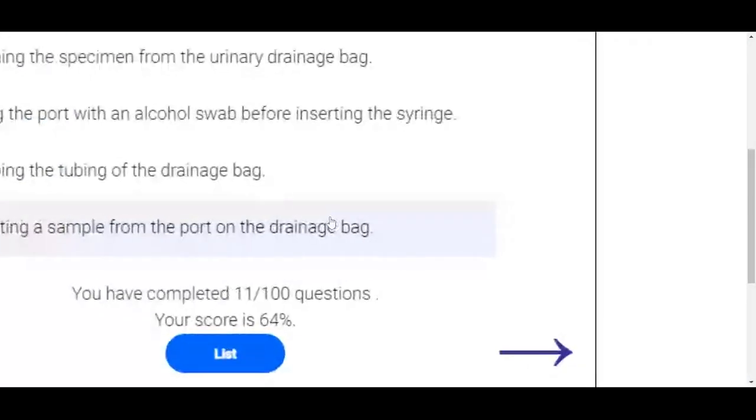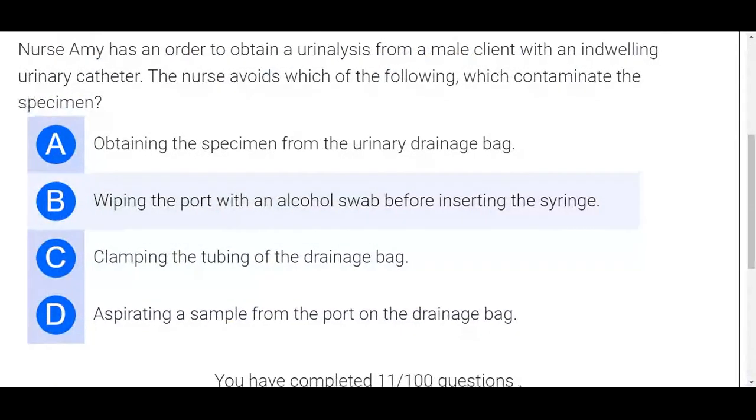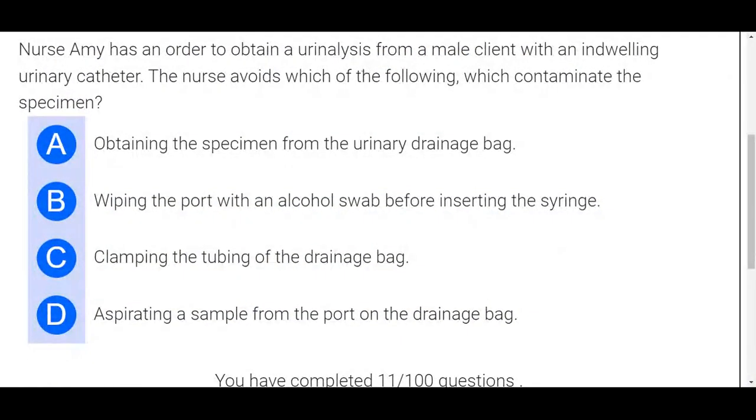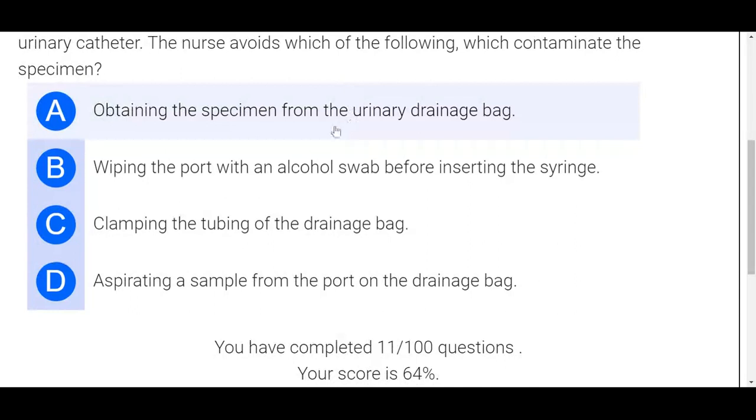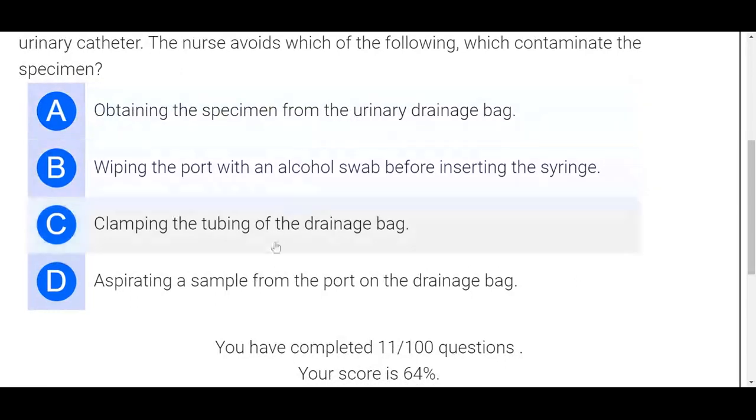Okay, so we're talking about this question that we left off earlier. Nurse Amy has an order to obtain urinalysis from male client with indwelling urinary catheter. The nurse avoids which of the following which contaminate the specimen. Which of the choices here contaminate the specimen? Obtaining the specimen from the urinary drainage bag, wiping the port with an alcohol swab before inserting the syringe, clamping the tubing of the drainage bag, aspirating a sample from the port of the drainage bag.